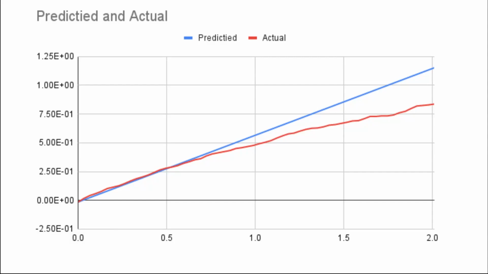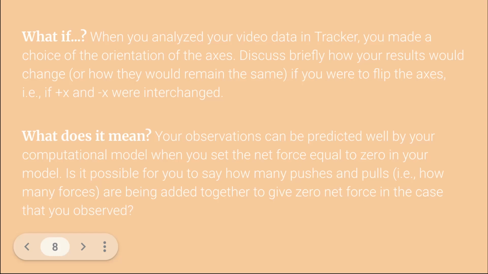And so this highlights the importance of identifying assumptions. Since I assumed no net force, there were small opposing forces slowing the expo marker. So for the end reflection questions, the what if: when you analyzed your video in Tracker you made a choice of the orientation of the axis.